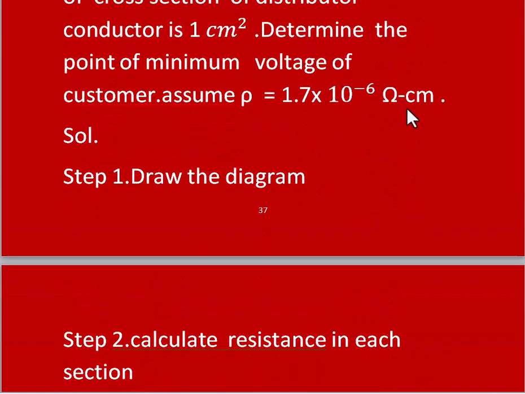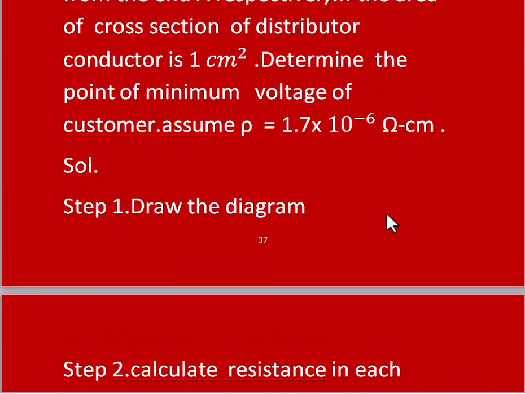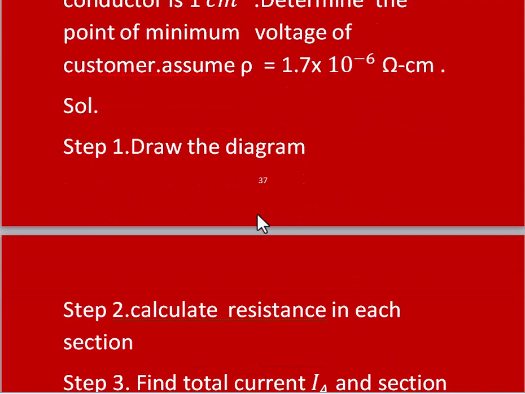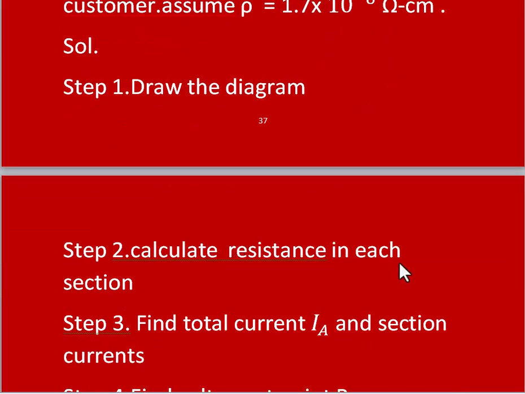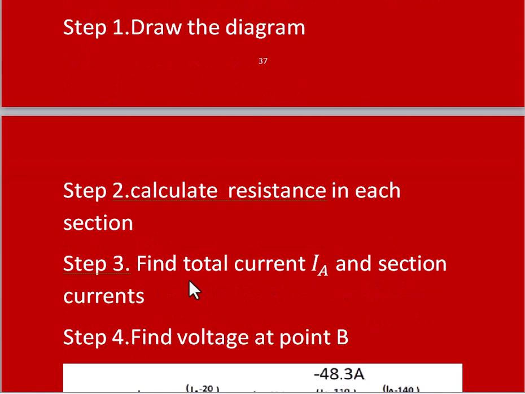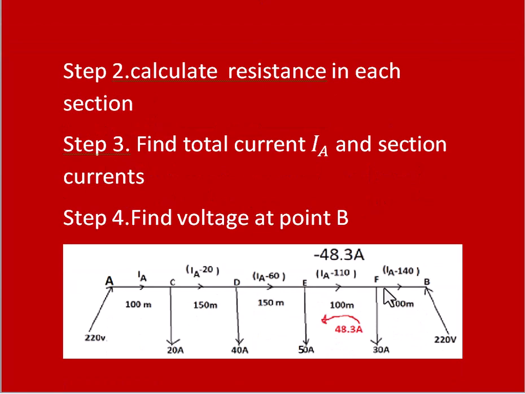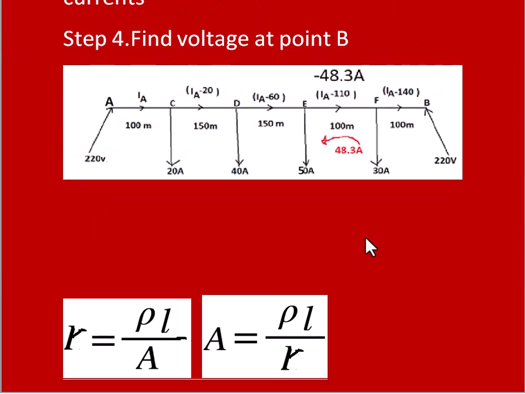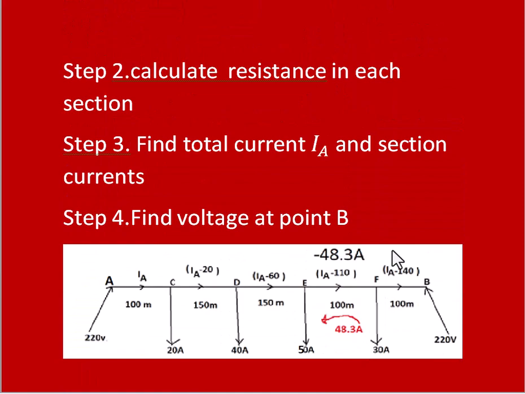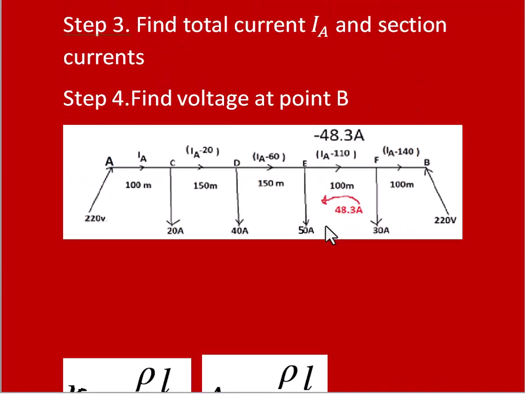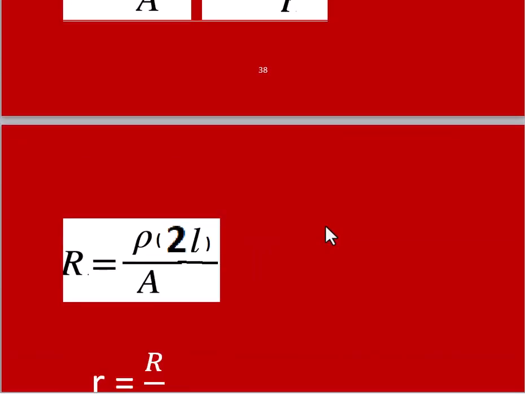So with this data, the minimum voltage point has to be obtained. First step is draw the diagram. Next step is calculate the resistance in each section. Then find the total current IA and also section currents. And then step 4 is find the voltage at point B. And similarly identify where is the minimum voltage point on the distributor. In this case it is going to be point E, at where the current reverses.